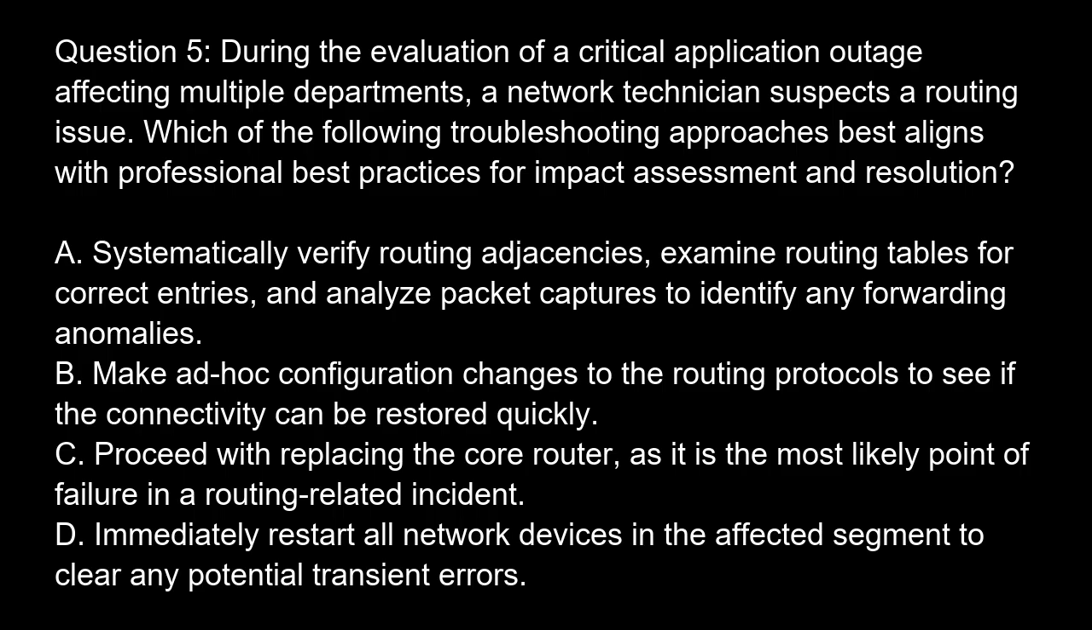Option A. Systematically verify routing adjacencies, examine routing tables for correct entries, and analyze packet captures to identify any forwarding anomalies. Option B. Make ad hoc configuration changes to the routing protocols to see if the connectivity can be restored quickly. Option C. Proceed with replacing the core router, as it is the most likely point of failure in a routing-related incident. Option D. Immediately restart all network devices in the affected segment to clear any potential transient errors.